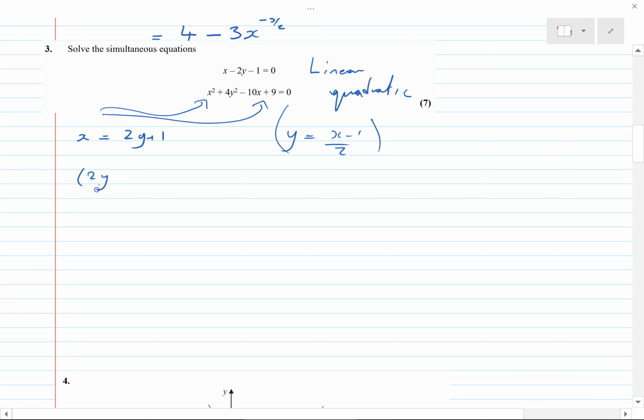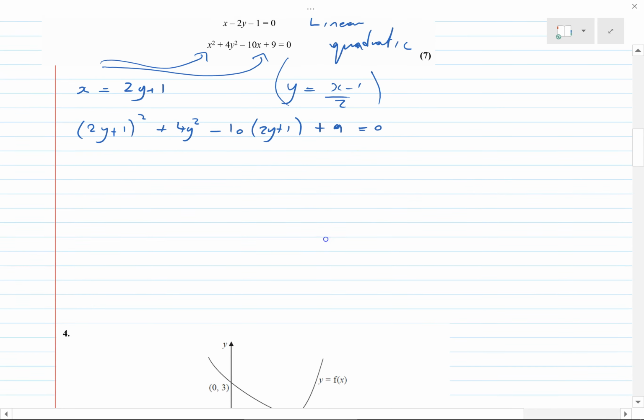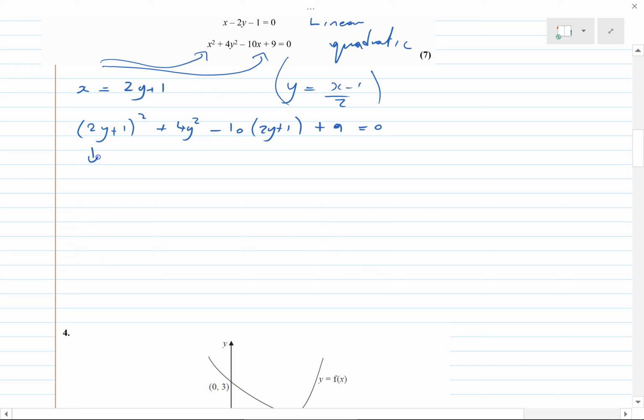So (2y plus 1) squared plus 4y squared minus 10 times (2y plus 1) plus 9 equals 0. Now let's not fuss too much on squaring out our brackets. That's 4y squared plus 4y plus 1. Now really, folks, we shouldn't be making hard work of multiplying out brackets this time. Use this basic form if you're squaring.